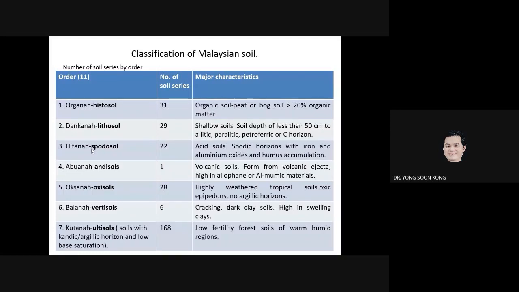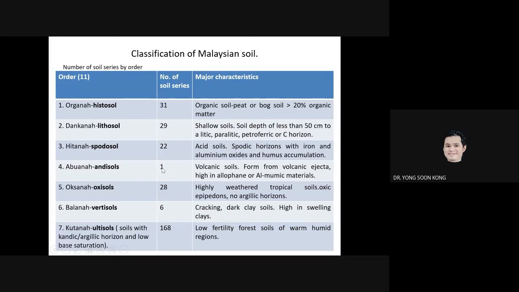It has an origin from Russia. So this name comes from a Russian scientist or whatever. Somebody called it a podzol, and it has a Russian origin. Okay, next one, andesol. Andy equals to Andes. Andes hill. So when they talk about hill, they talk about volcanic soil. How many soil series? Just one. And I believe this one is in Sarawak.